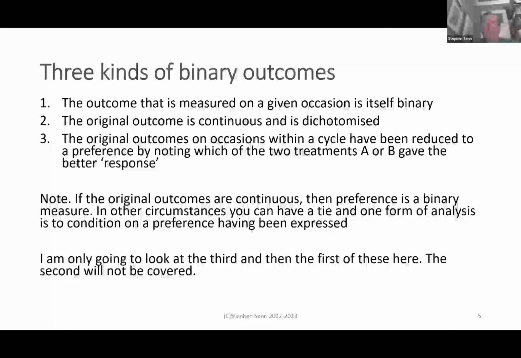The third sort is where the original outcomes are on occasions within a cycle. This applies to N-of-1 trials, where outcomes have been reduced to a preference by noting which of 2 treatments, A or B, gave the better response. So if the original outcome is continuous, the preference is a binary measure. In other circumstances, you can have a tie, and one form of analysis is to condition on a preference having been expressed. Of these three types of binary outcome, I'm going to look at the third and then the first. I'm not going to look at the second.